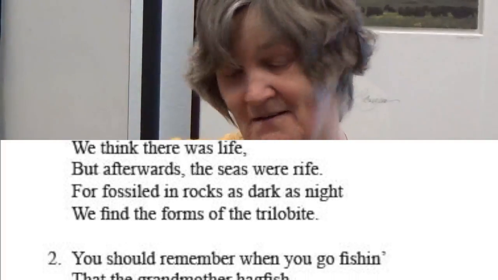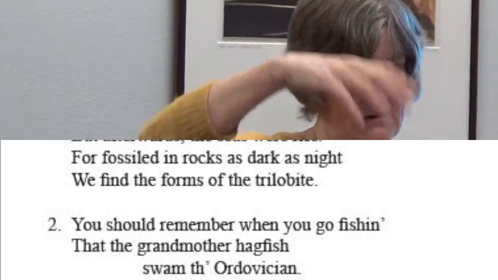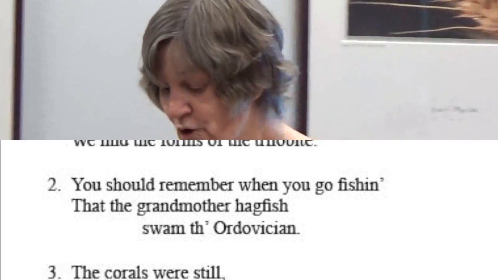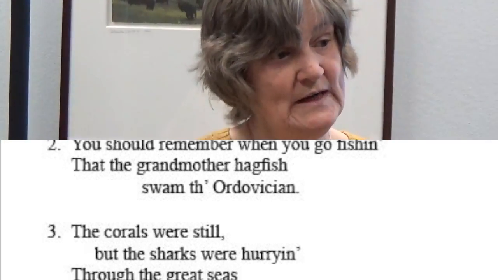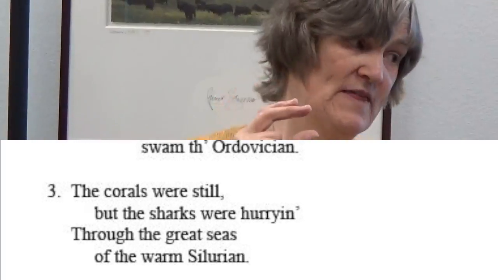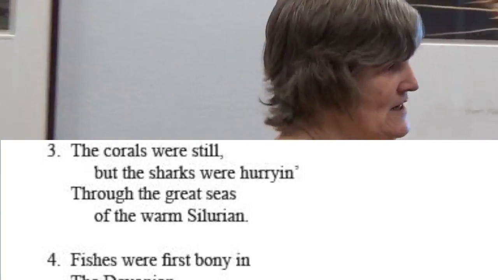The hagfish is a particular kind of fish that is the beginning of the vertebrate family, and it turned up in the Ordovician. The corals were still, but the sharks were hurrying through the great seas of the warm Silurian. That's the next era. And it's the era when you had fish, but without bones, just cartilaginous fish. Fishes were first bony in the Devonian.